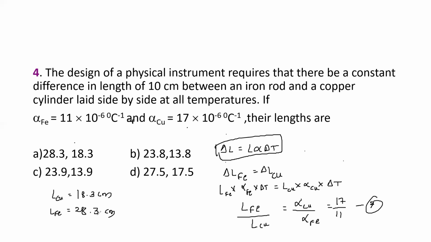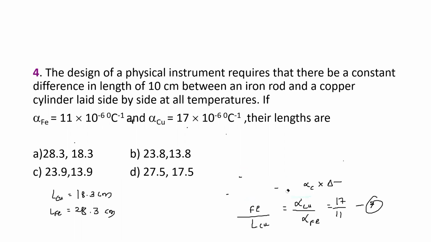That is option A is the right option. Okay. So by using delta L is equal to L alpha delta T, we can calculate the length of the given two rods, which is used to design the given instrument.